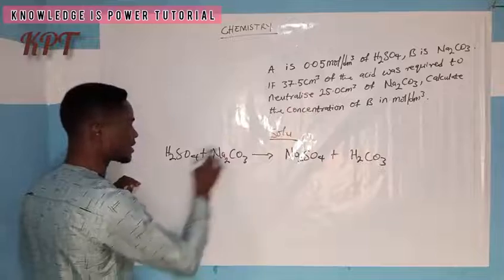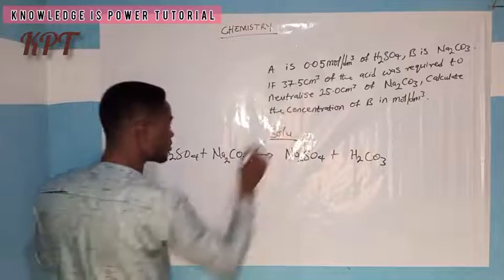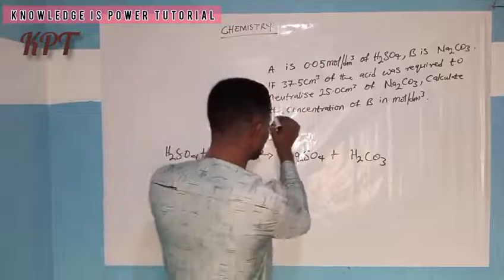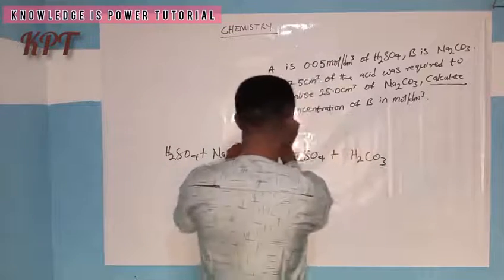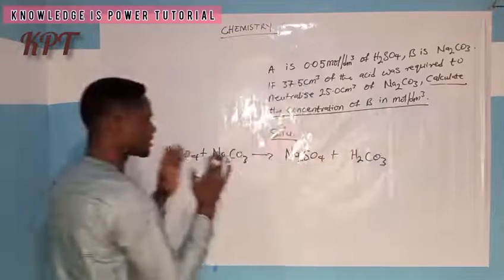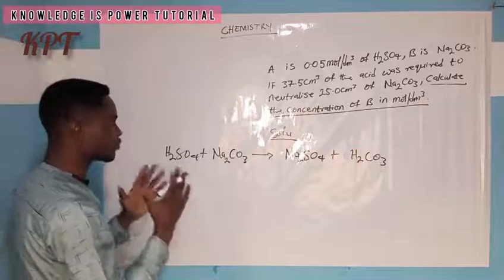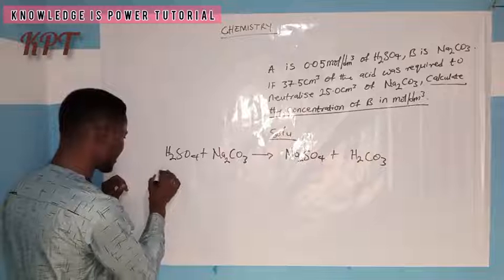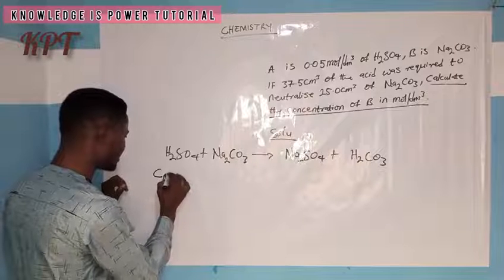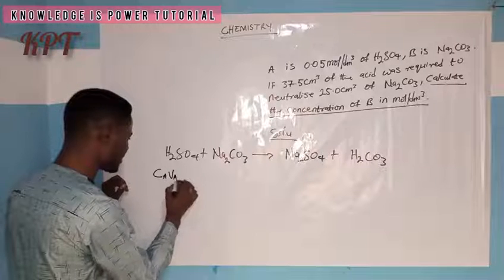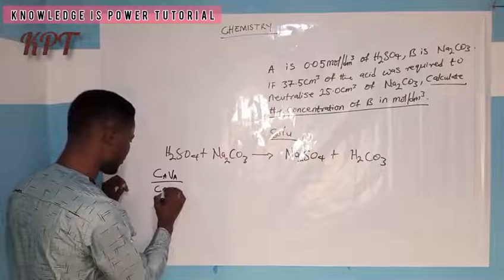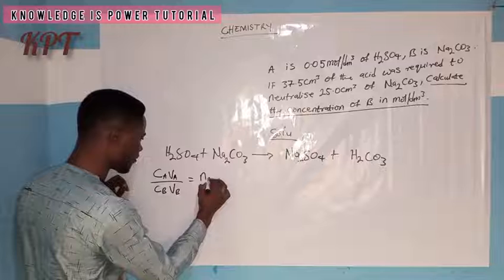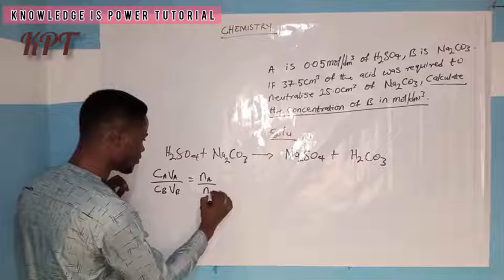So in this question we are asked to calculate the concentration of the base. That is what they are asking us to calculate. And for us to do that, there is a very important formula we are going to use that says that the concentration of acid times volume of acid, all over concentration of base times volume of base, is equal to number of mole of acid all over number of mole of base.